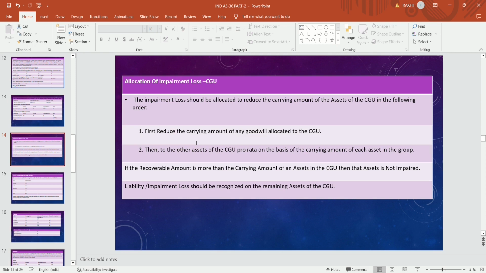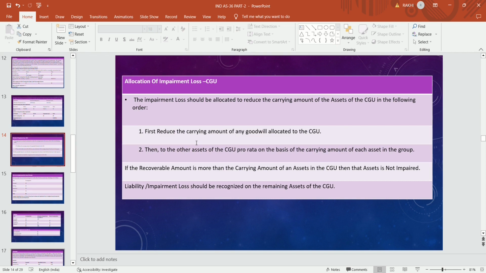The loss is to be allocated fully to the goodwill, and if any remaining amount is left, then it will be allocated to the remaining assets in the ratio of their carrying values. So firstly, reduce the carrying amount of goodwill allocated to the CGU, and then the other assets of the CGU pro rata on the basis of the carrying amount of each asset in the group.